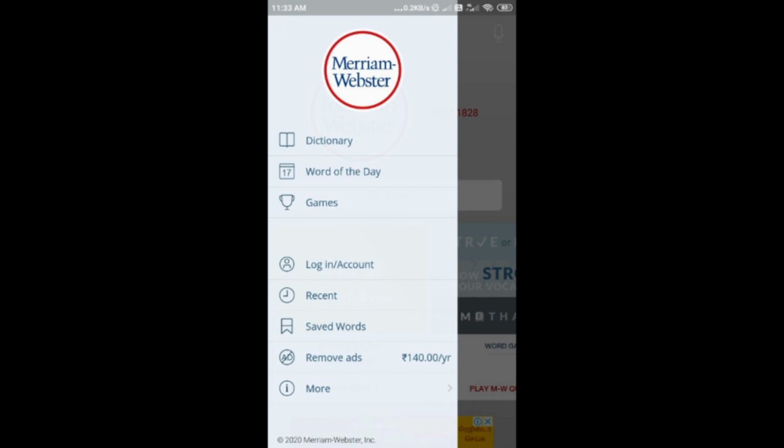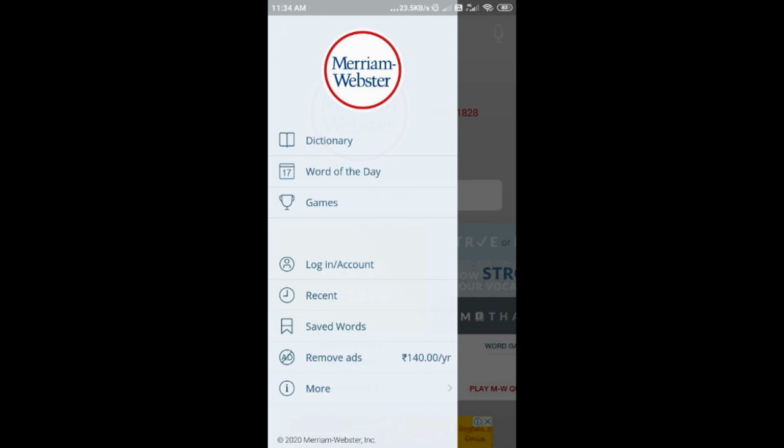Now these are all for you to explore, but Merriam-Webster dictionary is always going to be free, at least we hope so. So you need not pay any money, right? Even though it says at the bottom 140 rupees per year, it is only for people who wish to remove the ads which are shown at the bottom. That is not a big problem for users like us. Let them show the ads. We are only going to use it once in a while.